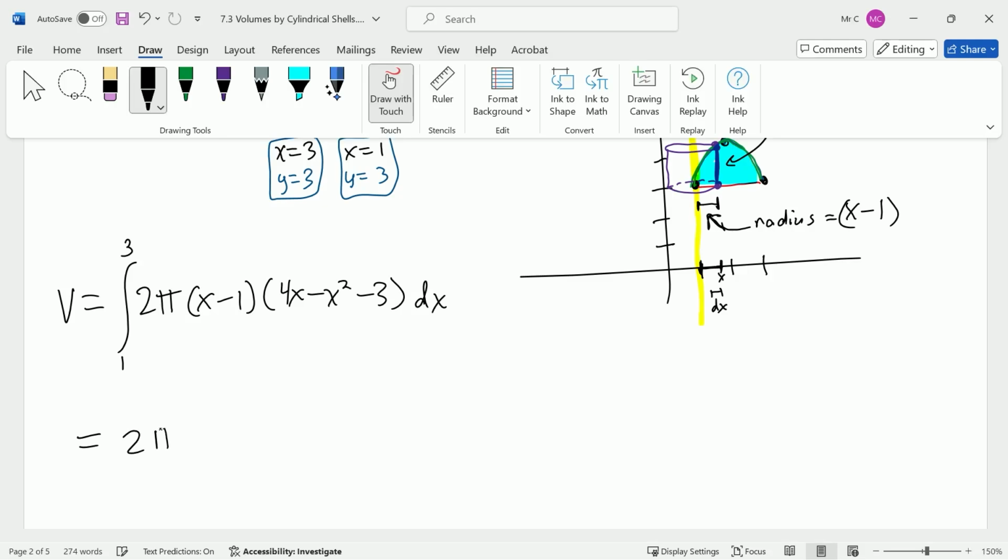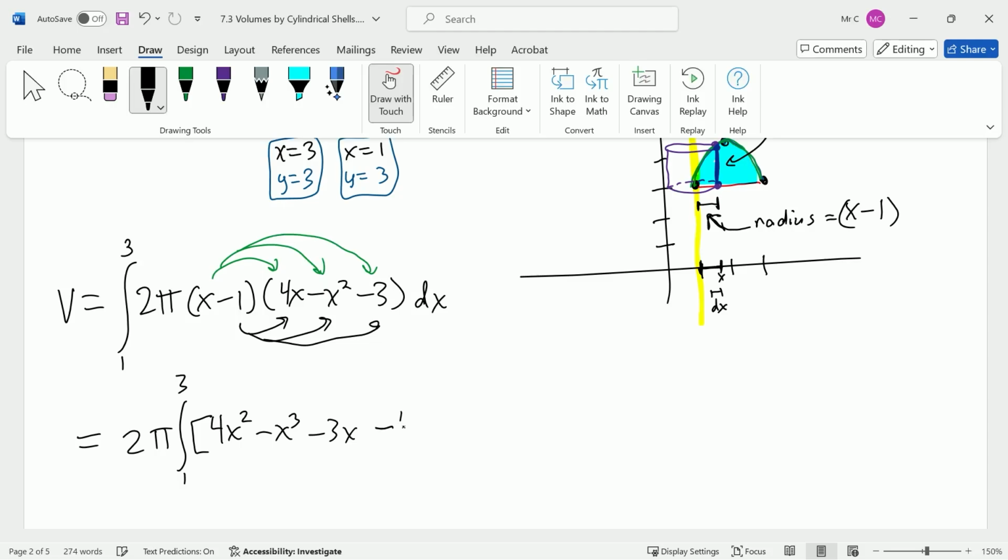And now the rest is some plug and chug. Now this one's a little more tedious because we've got a bunch of algebra to do, but it's still not too challenging. So we distribute the x, and what do we get here? We get 4x squared minus x cubed minus 3x, and then we distribute the negative 1, and we get minus 4x plus x squared plus 3. Now we want to simplify this expression before we compute any actual integrals.